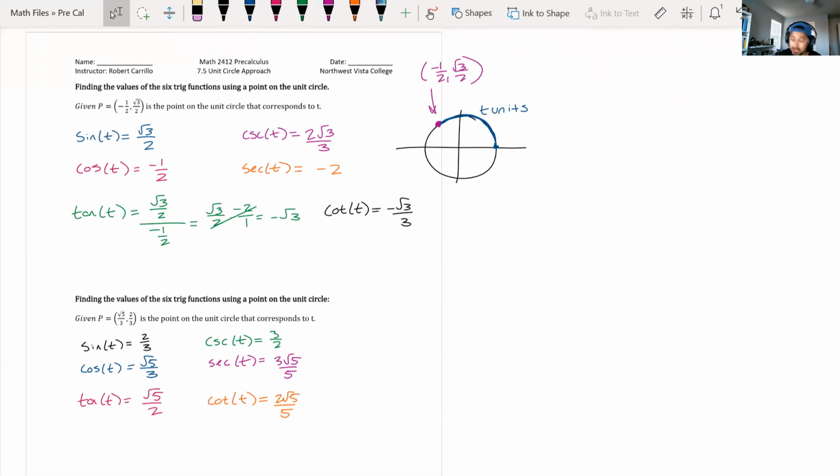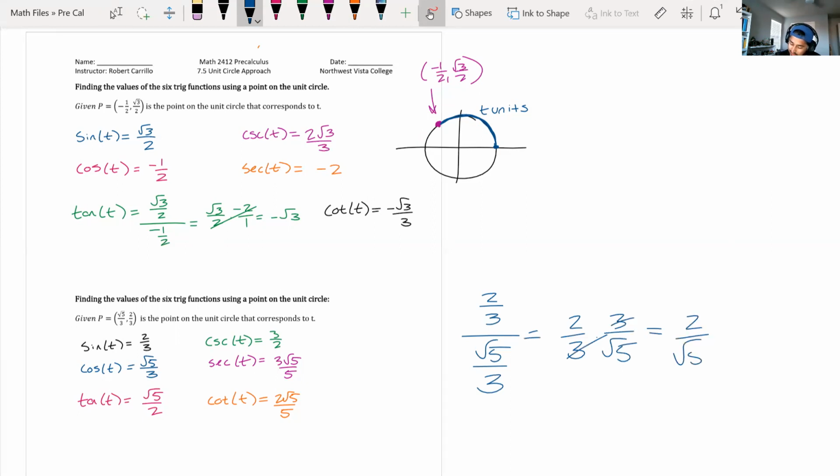Any questions on that page? Wouldn't the tangent be 2 radical 5/5, or did I mix it up in my head? I told somebody to fact check it. Wait, tangent would be y over x, so 2/3 over square root of 5/3, and then you'd multiply by the reciprocal, and you get 2 over square root of 5.